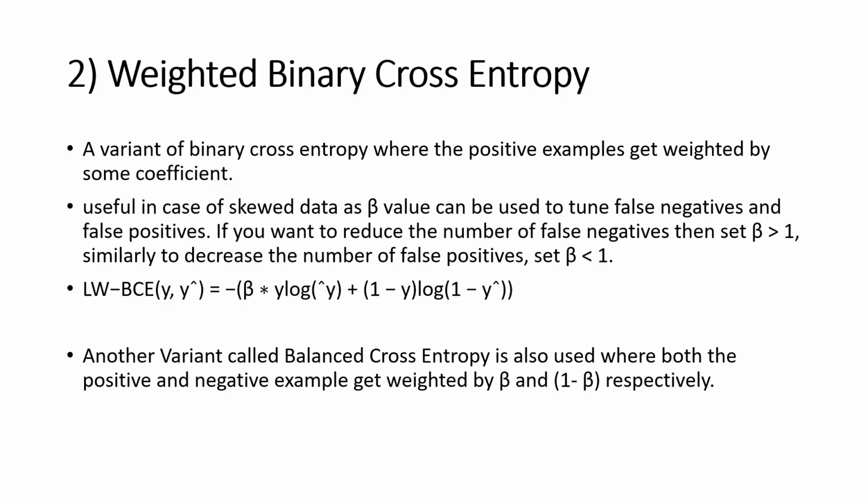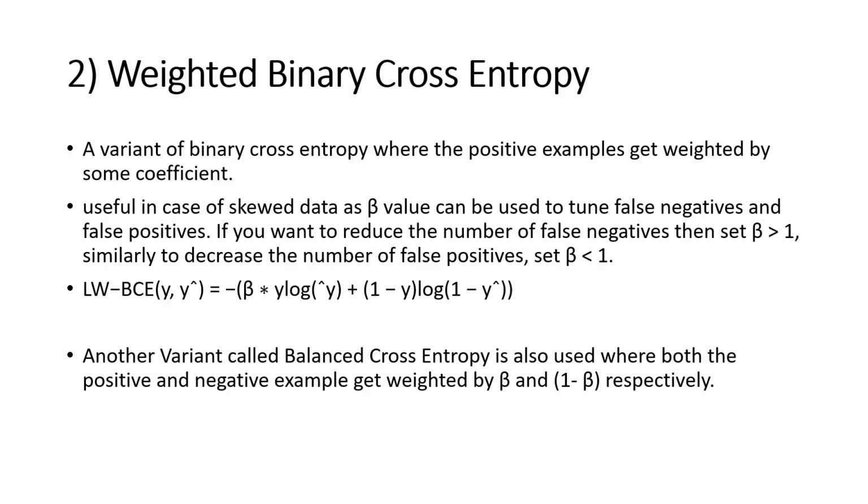Then we have one variant of BCE, which is called the weighted binary cross entropy. Here we aim to weigh down some positive examples. For instance, we might want the loss function to capture more of the actual object that we want to segment, like maybe a cat or a house, from the background.